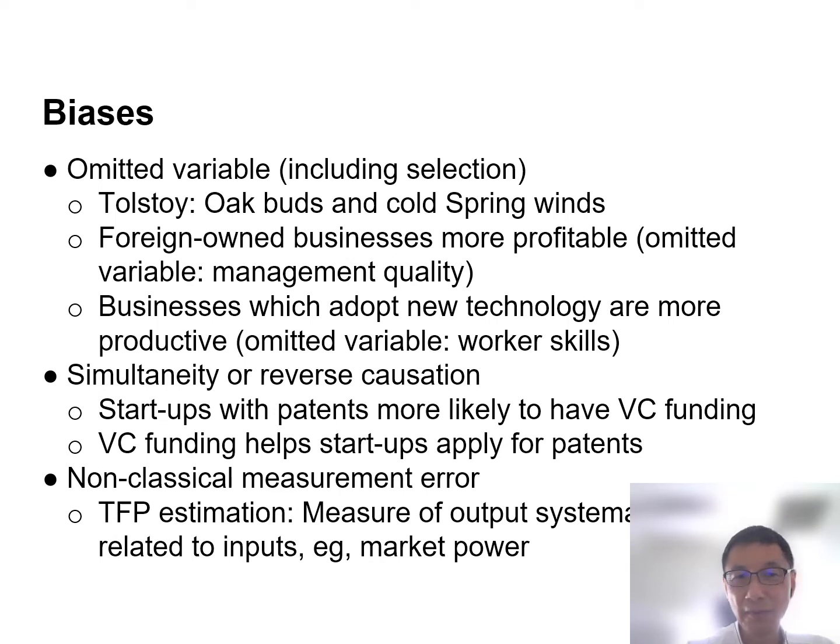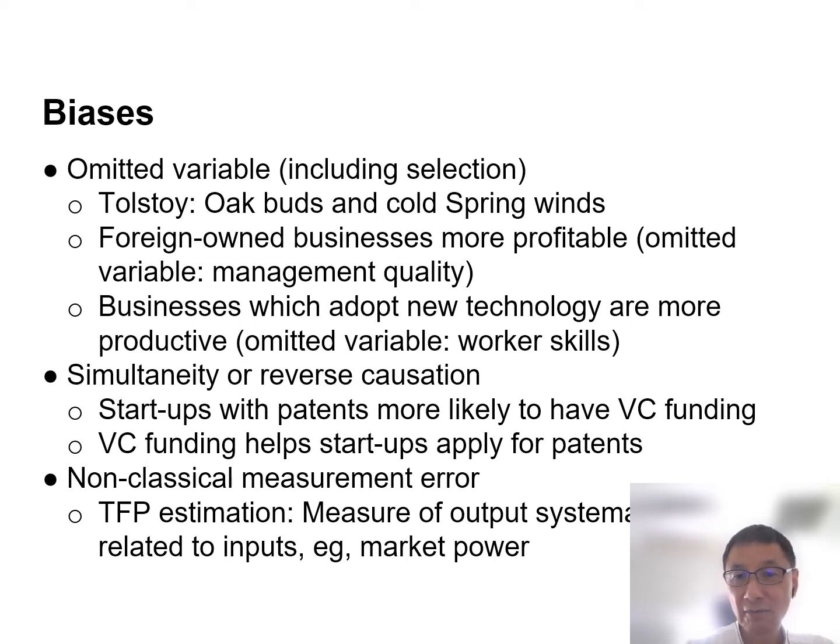A third example, it might be said that businesses which adopt new technology are more productive. Can we conclude that there's a causal relationship from new technology to productivity? Perhaps not. It could be that those businesses also have workers who are more skilled, and the businesses with more skilled workers also adopt new technology. So we cannot draw a causal line from the adoption of the new technology to productivity.